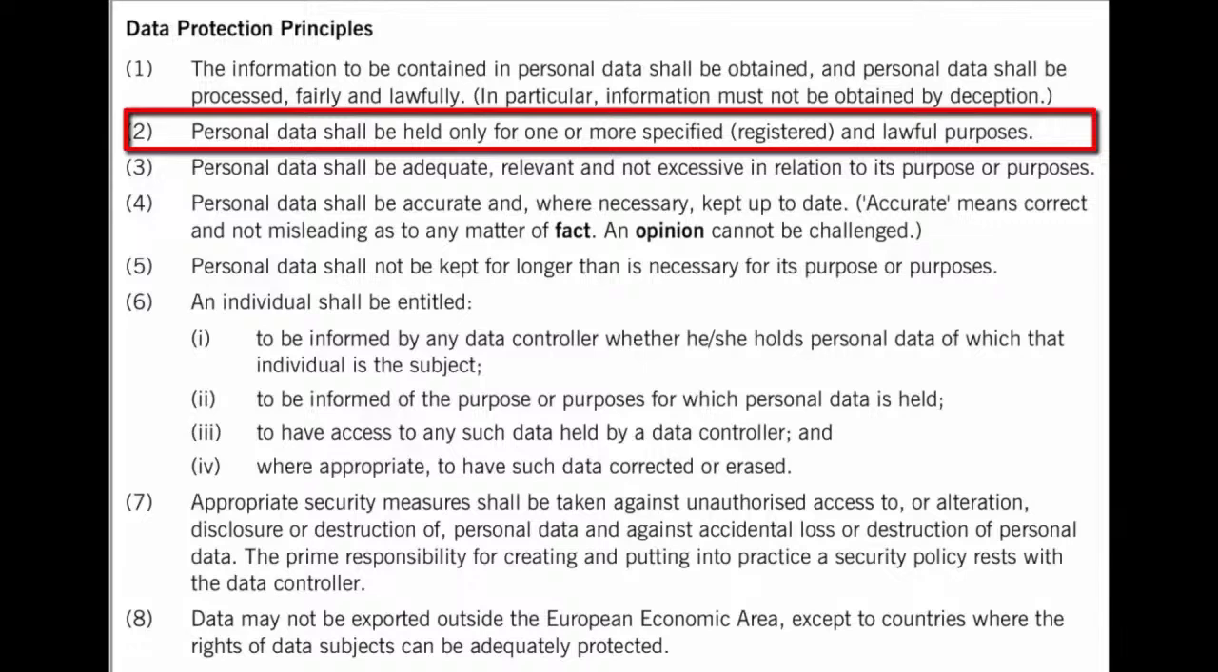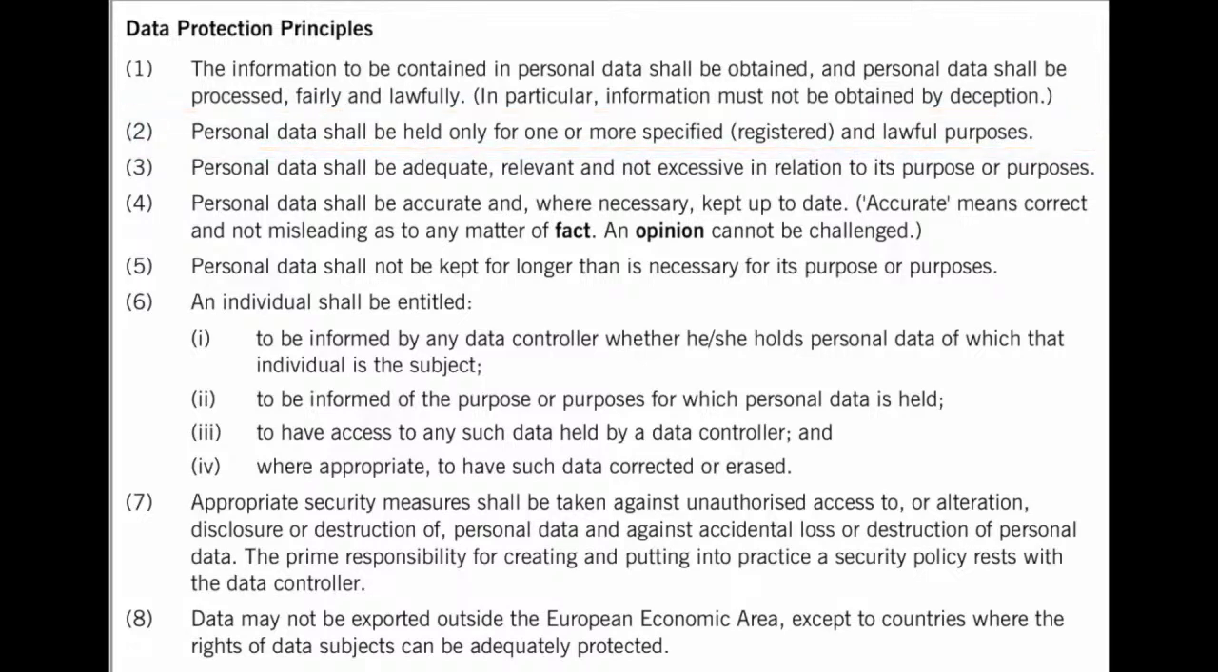Example. If a charity collects donor information for processing donations, it should not later use that information to send unrelated promotional material without explicit consent. For instance, if a UK charity collected email addresses for donation receipts but then used them to send marketing emails without informing donors, it would be violating this principle.